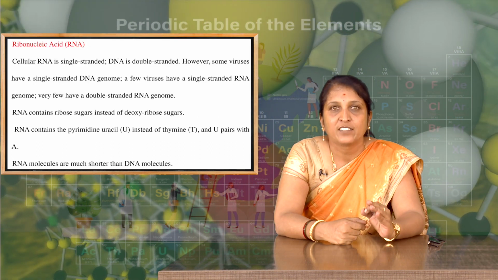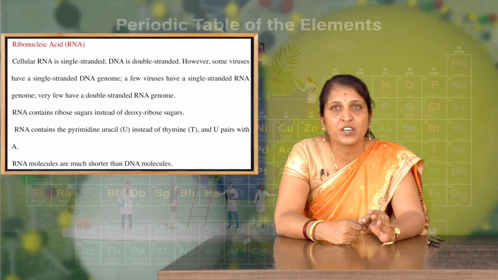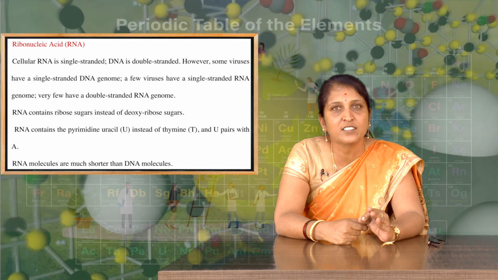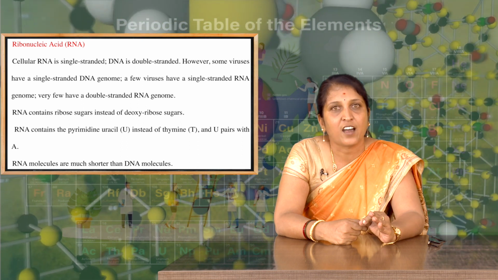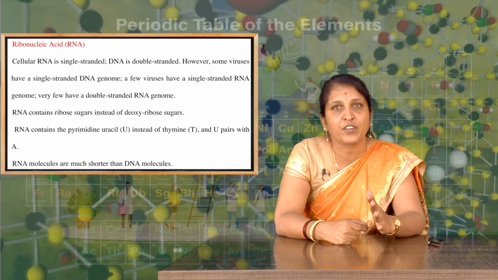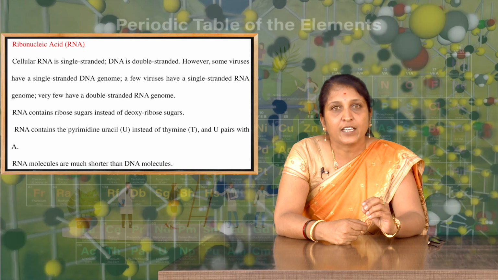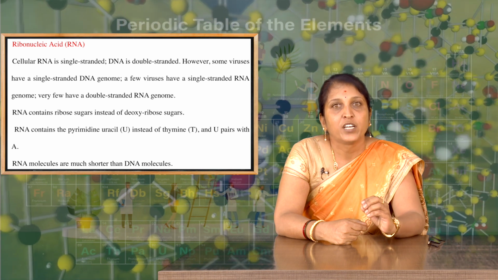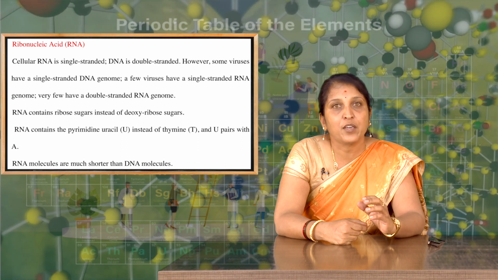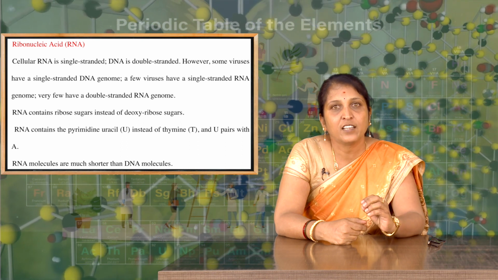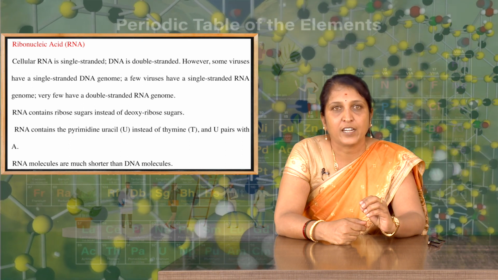Ribonucleic acid. Cellular RNA is single stranded, DNA is double stranded. However, some viruses have a single stranded DNA genome. A few viruses have a single stranded RNA genome. A very few have a double stranded RNA genome. RNA contains ribose sugar instead of deoxyribose sugar. RNA contains the pyrimidine uracil instead of thymine, and uracil pairs with adenine.